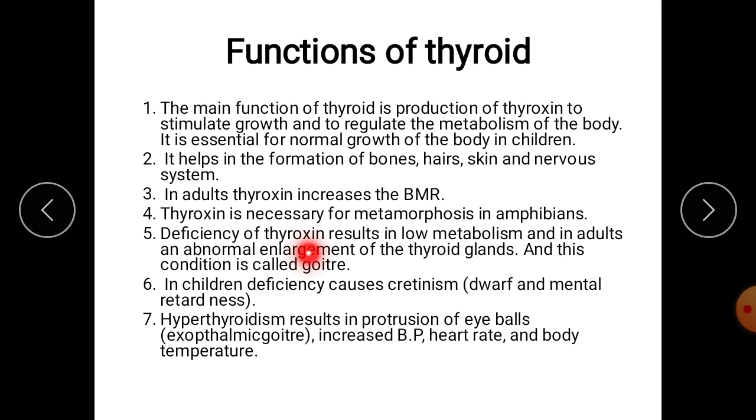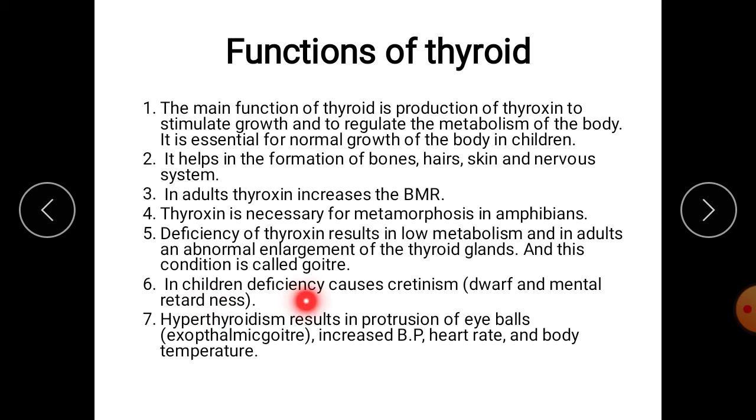Then deficiency of thyroxine results in low metabolism, and in adults an abnormal enlargement of the thyroid gland occurs, and this condition is called goiter. So when deficiency of thyroxine is there, the thyroid gland enlarges in size. At the neck region, a protuberance of the thyroid gland can be seen externally, that is called goiter. That is due to less production of thyroxine by the thyroid gland.